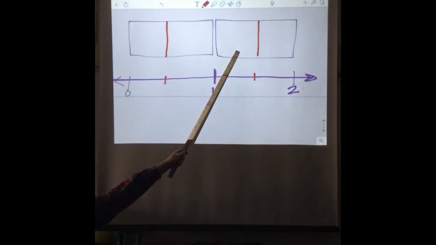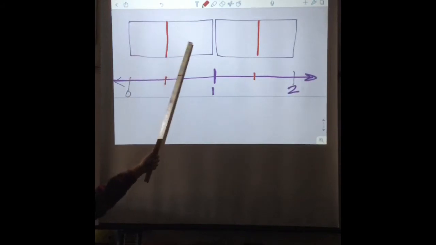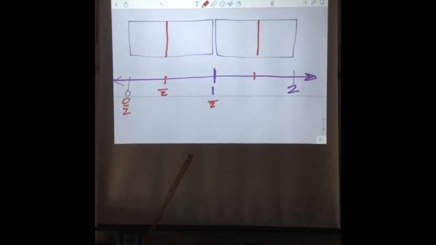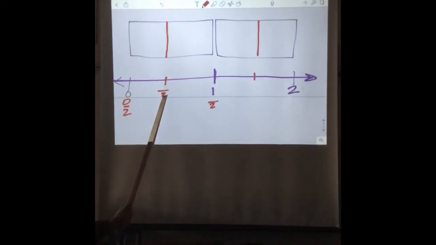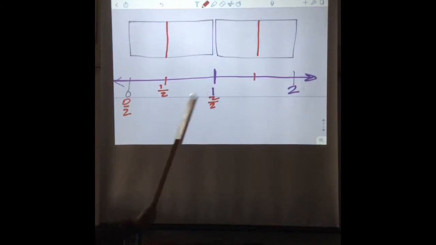Then we have another half, right? So let's put that down. We have 1, 2, so our bottom number is going to be 2. And I'm going to put a 2 under the 0, okay? Now, how many halves do I have at 0? I have 0 halves. How many halves do I have here? I have 1. So I'm going to put 1 half there. And I have 2. 2 halves, and that makes 1 whole, okay?